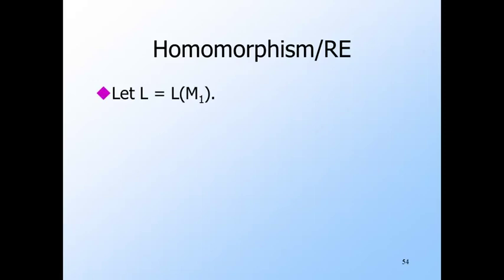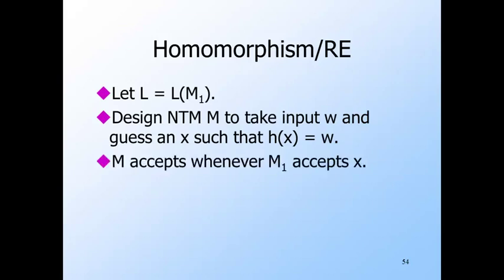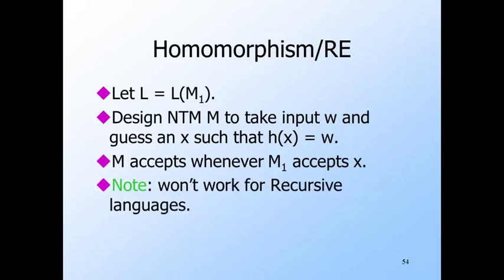So suppose L has a Turing machine M1. We'll construct a non-deterministic Turing machine M for H of L. Given input W, M guesses a string X and checks that H of X is W. If so, M simulates M1 on input X. If M1 accepts X, then M accepts W. Thus, M accepts H of L.